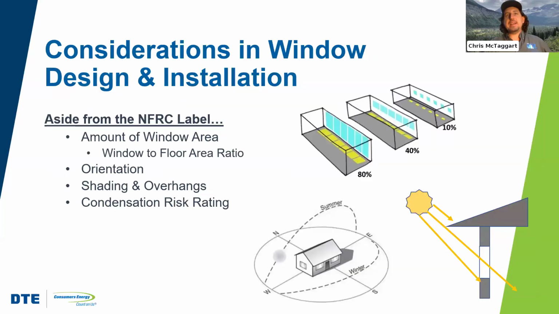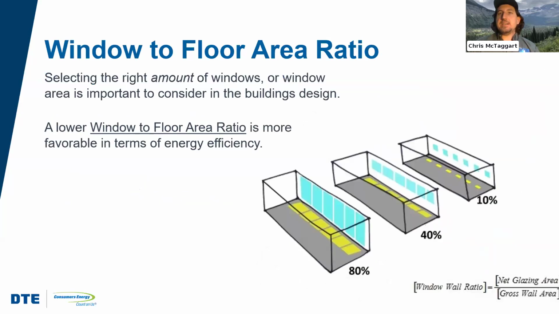Other considerations beyond NFRC, the amount of windows. Again, in general, windows are losers. So having higher window to floor area ratios is going to end up impacting our energy performance. Orientation matters. We get light that comes to us through the southern exposure because we're in the northern hemisphere. And so we tend to get solar gain through the east, the south, and the west. Shading and overhangs matter. And then the condensation risk.